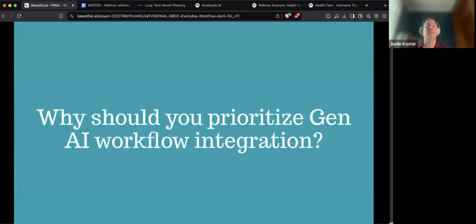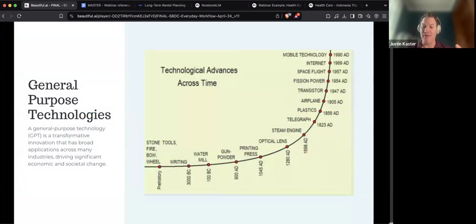So let's kick it off with this question of why you should prioritize Gen AI workflow integration. Now, you're on this webinar, so I assume you have some interest in it. But let me walk through a few ideas on why I think it's important.